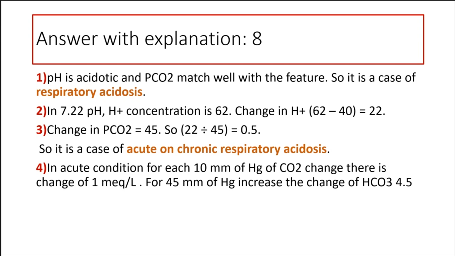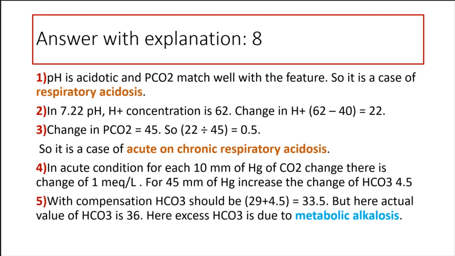4. In an acute condition, for each 10 mm of Hg of CO2 change there is a change of 1 milliequivalent per liter. For a 45 mm of Hg increase, the change of HCO3 or bicarbonate is 4.5. 5. With compensation, HCO3 or bicarbonate should be 29 plus 4.5, equals 33.5. But here the actual value of HCO3 or bicarbonate is 36. Here the excess HCO3 or bicarbonate is due to metabolic alkalosis.